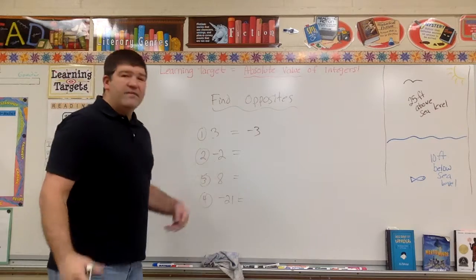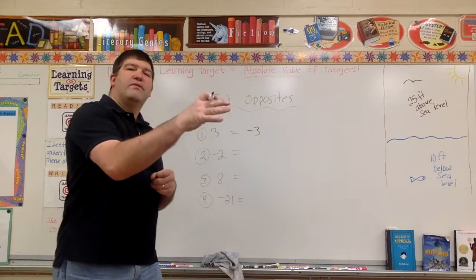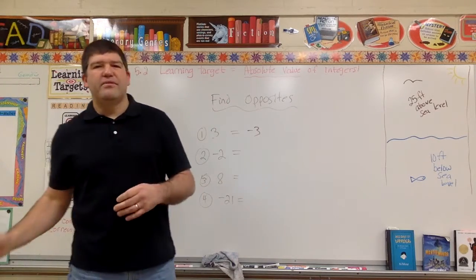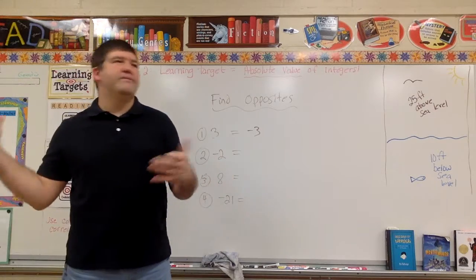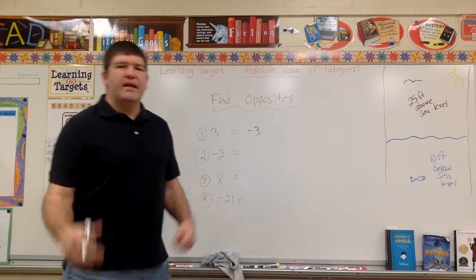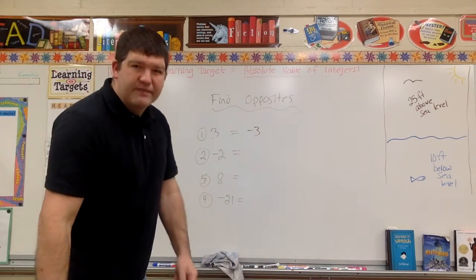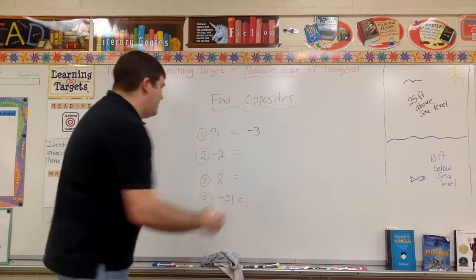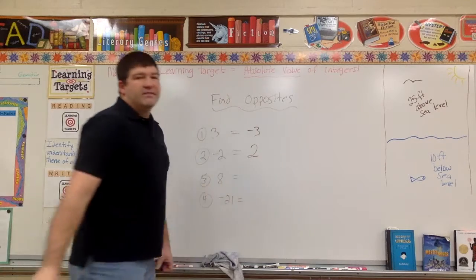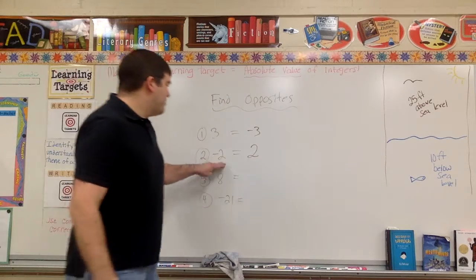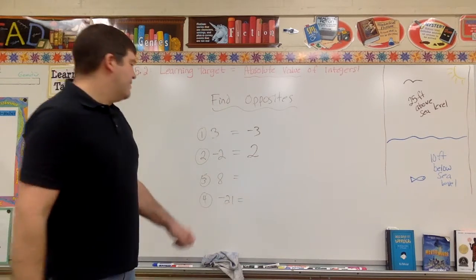Okay? If I have negative 2, I gave $2 away. I threw 2 balls away. I got rid of 2 things. Something negative. It went down 2 degrees. What's the opposite of that? A positive 2. Okay? So the opposite of negative 2 is positive 2.